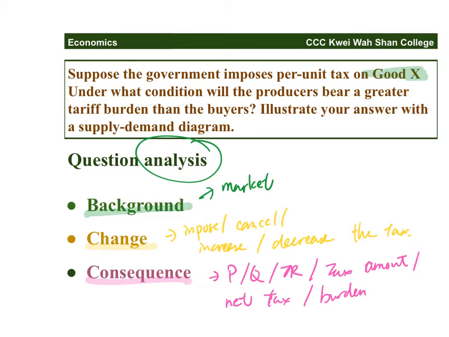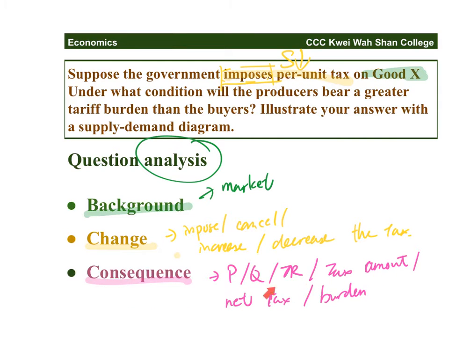So next, what is the change? The change may be any increase or decrease of the tax or the subsidy. Here the government imposes a per unit tax, so that's the change. According to this, we understand that tax will affect supply. The new tax is on the seller, so the seller will be unhappy. They do not want to produce more, so the supply will decrease. After that, at last, we have to find out the consequence.